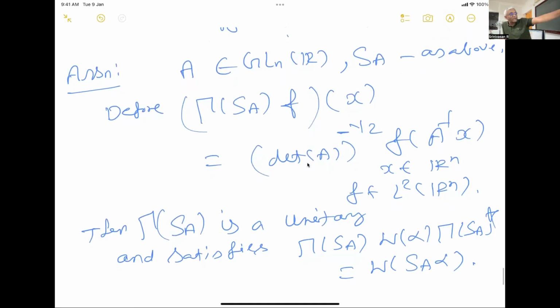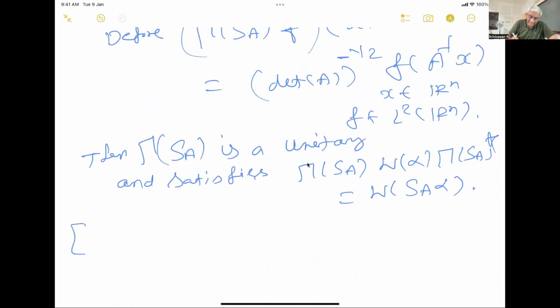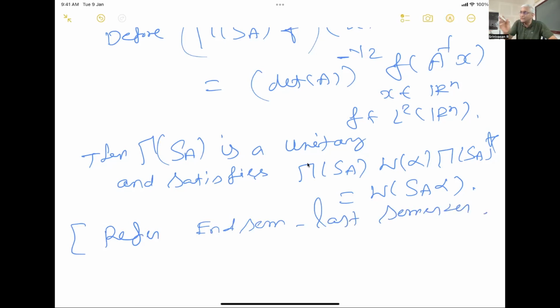Now, how to verify this property? For that you have to go through the problem in the end semester exam. The problem says the following. So this is the end semester exam problem. Refer to the end sem, the unitary matrix. Exactly. So you have this unitary between gamma of Cn to L2 of Rn.